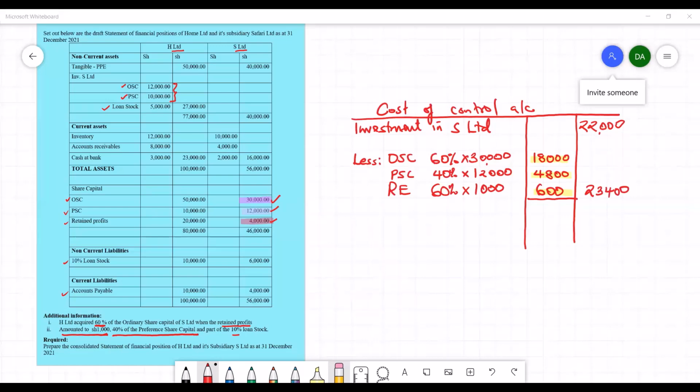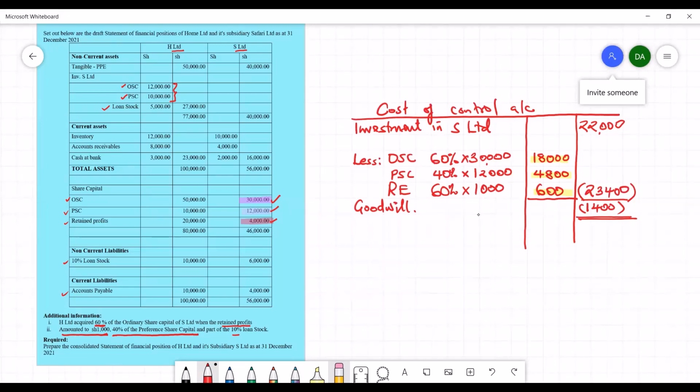Now subtract the 23,400 from the total investment that was made. If you subtract that from 22,000, you get a negative goodwill of 1,400. That is negative goodwill, so that is the goodwill on the date of acquisition, which is negative. It is negative because what was acquired has a greater value than the amount which was used to acquire it. That is how to prepare the cost of control account.